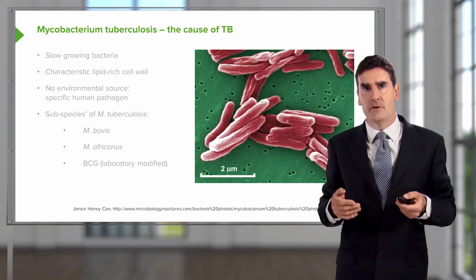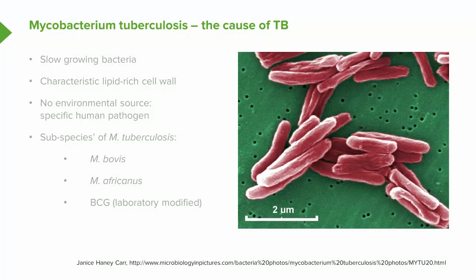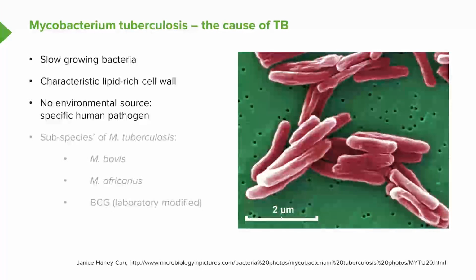What's tuberculosis caused by? It's caused by the organism Mycobacterium tuberculosis. Now, this is quite an unusual bacteria. So unlike the bacteria that cause normal acute pneumonias, it's quite slow growing. It takes several weeks to culture it in the laboratory. It has a very unusual cell wall full of lipid, and there is no environmental source. You cannot catch tuberculosis from the environment. You catch it from somebody else who's already infected with the bacteria.